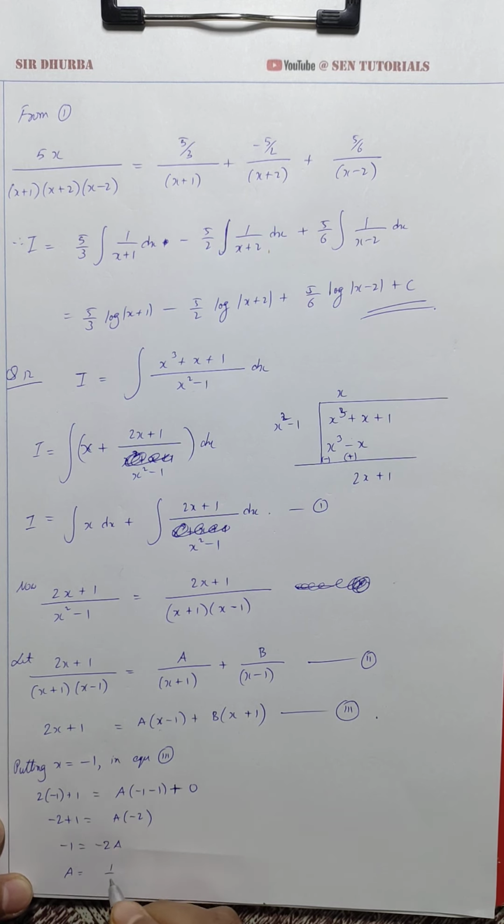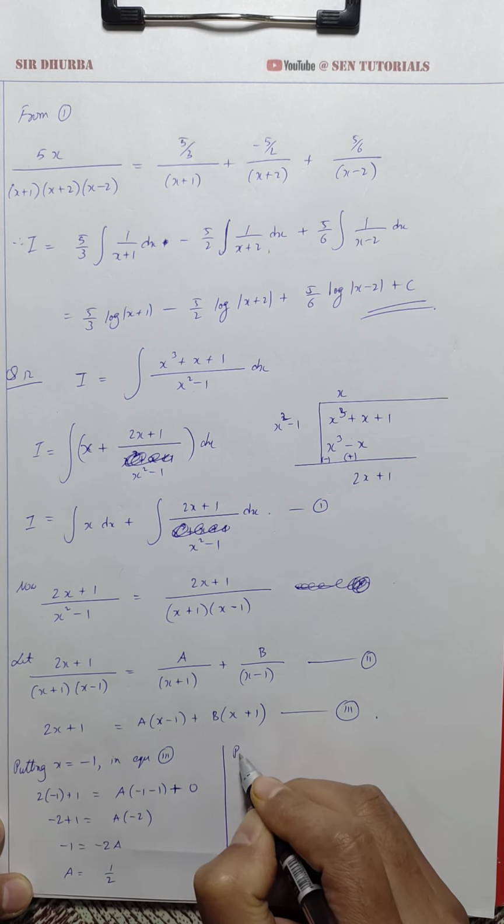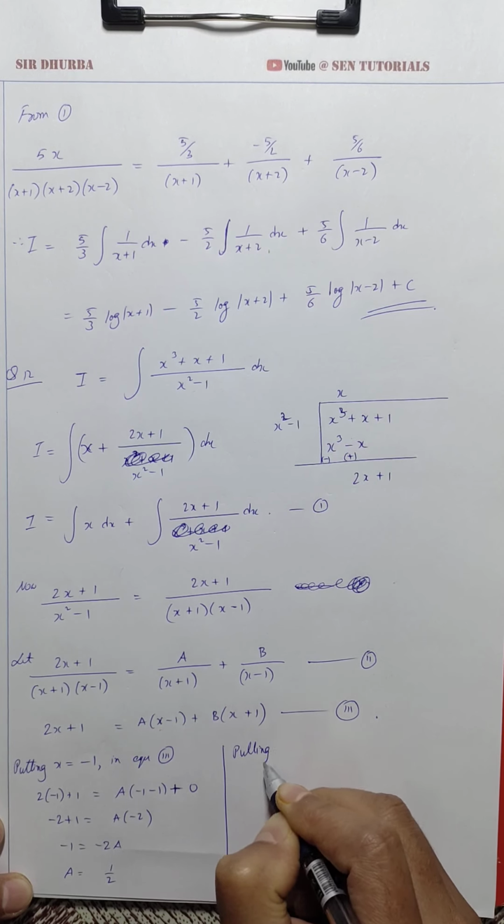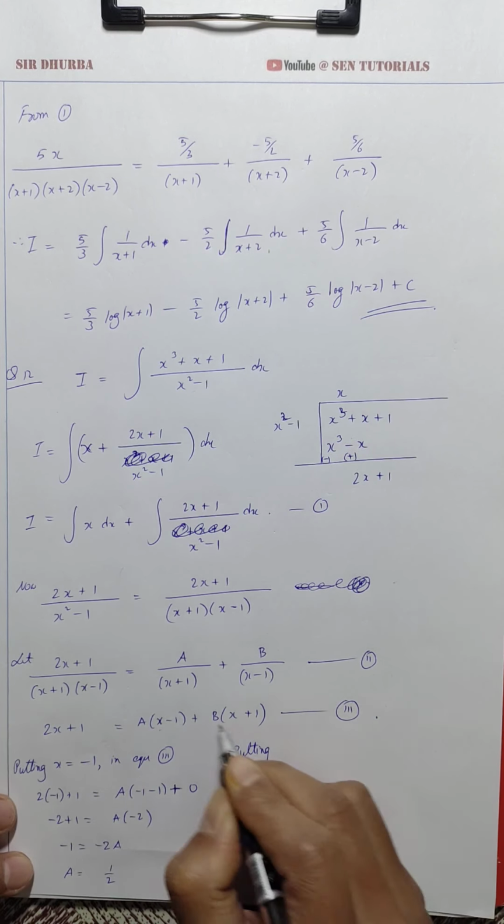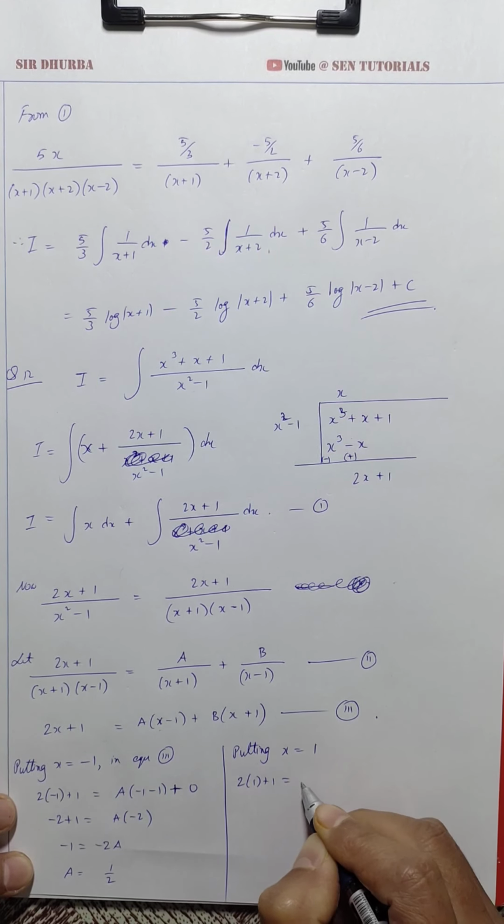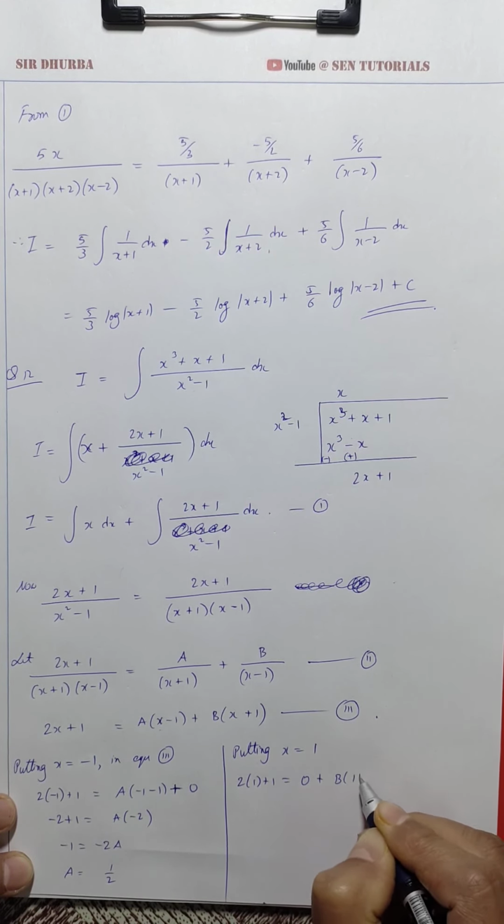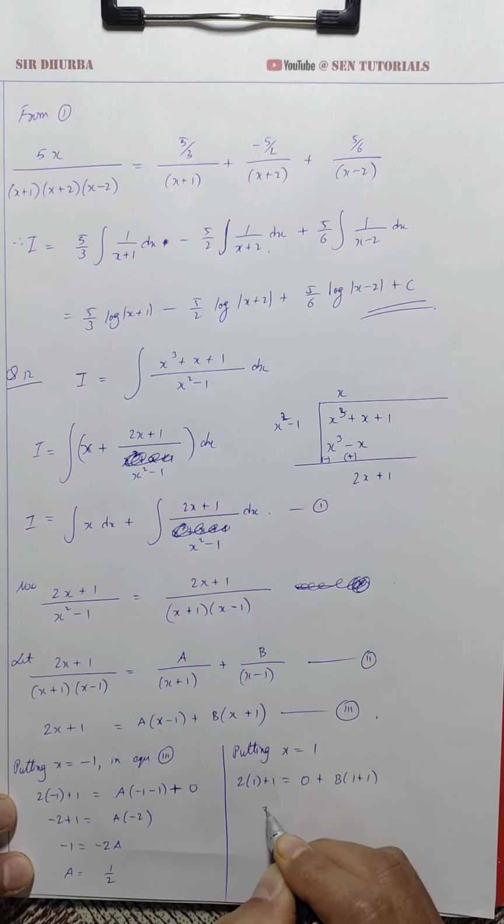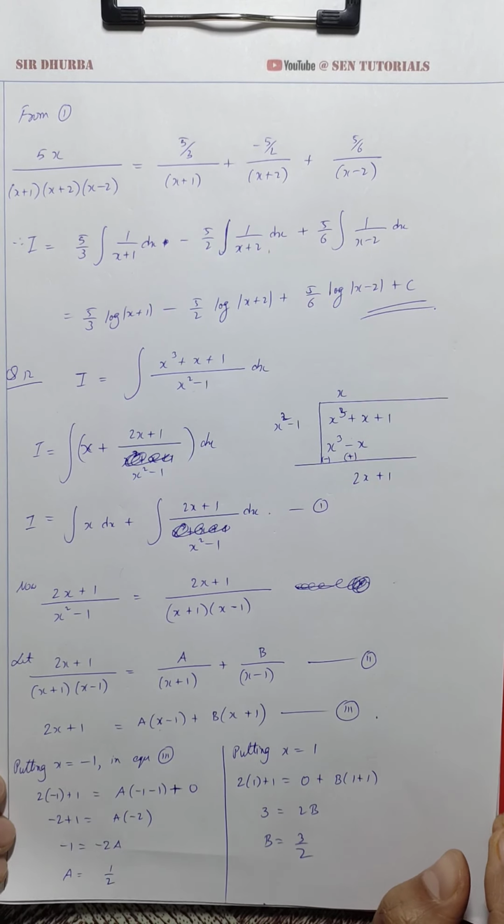So a equals 1 by 2. Next, I shall focus on the value of b. So putting x equal to 1, we shall have 2 into 1 plus 1 equal to 0 plus b into 1 plus 1. 2 1s are 2 plus 1, 3, equal to 2b. So b equals 3 by 2. Simple as that.